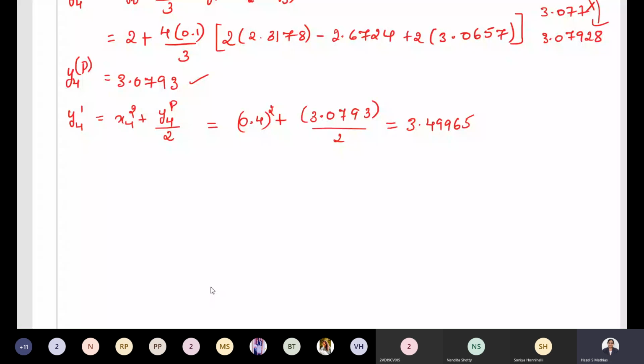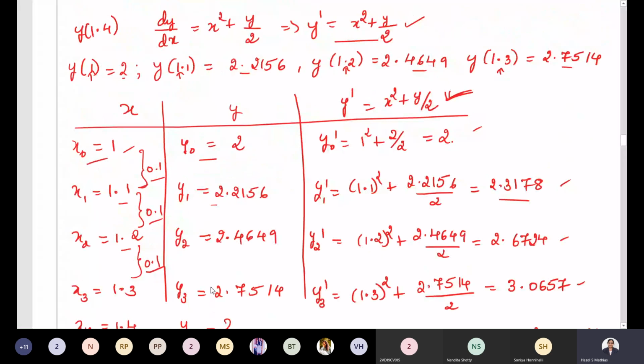So we got this. Now apply the corrector formula. What is the corrector formula according to Milne's method? It is y2 plus h by 3 into y2 dash plus 4 times y3 dash plus y4 dash. So this is the corrector formula according to Milne's method. What is the y2 value? 2.4649. It is given in the question.